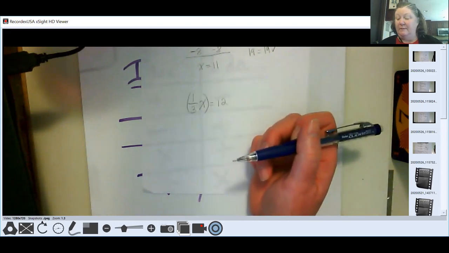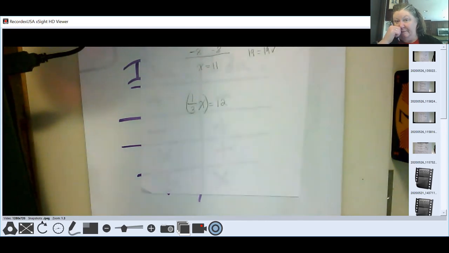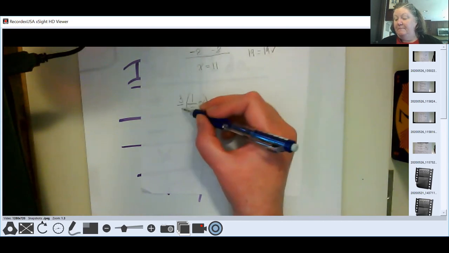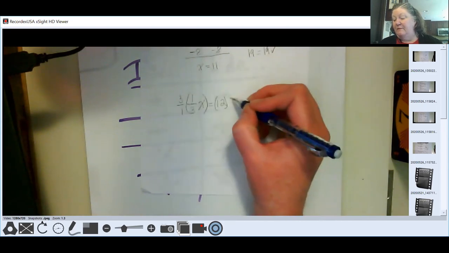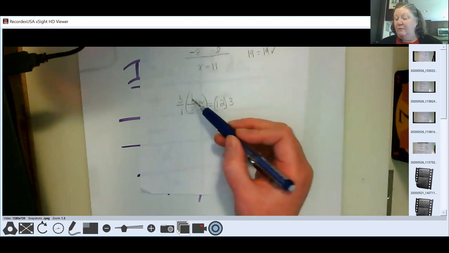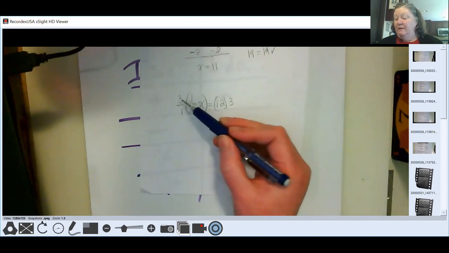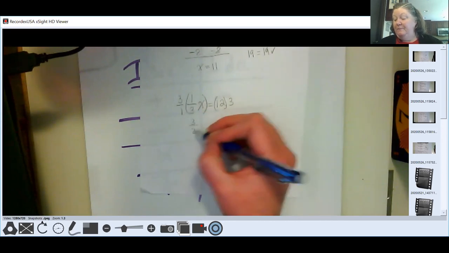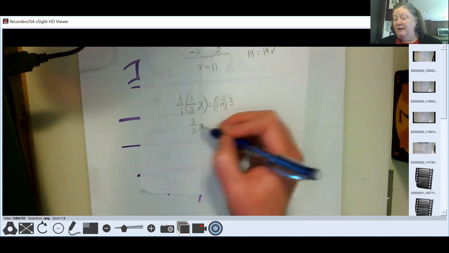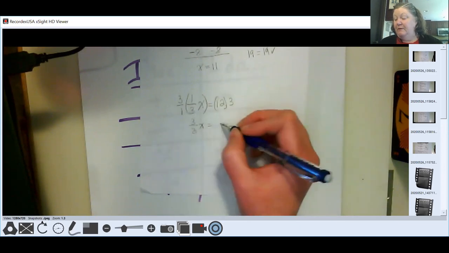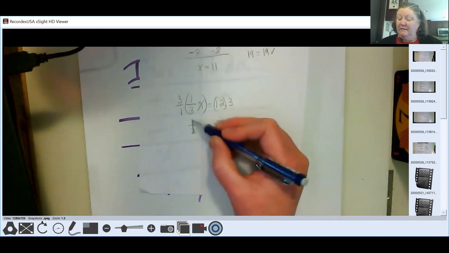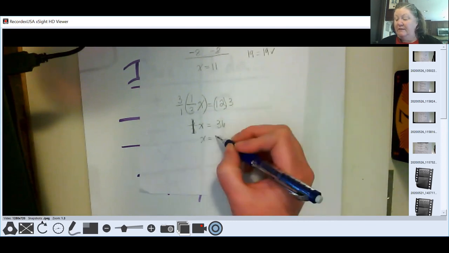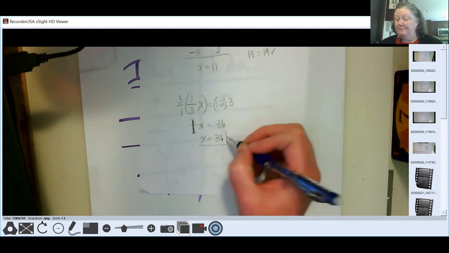But really, when I'm getting the x by itself, I'm going to have an invisible 1 in front of it. How do I get this to be an invisible 1? I multiply it by the opposite of itself, or its reciprocal. The opposite of 1/3 is 3/1. 3 times 1 is 3. 1 times 3 is 3. So that gives me 3/3x is equal to 36. But this, we don't show it. We just make it disappear. It's an invisible one. So we would just write this as x is equal to 36.